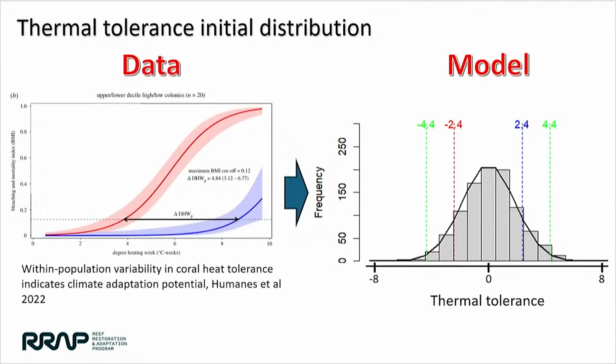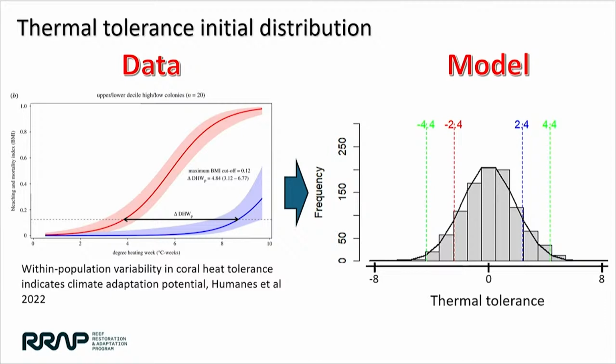What we used to actually get this distribution specifically is a paper that was published in 2022. And it looked at the bleaching mortality index for different degree heating weeks. And you can see here on the plot on the left-hand side, we have in red the least thermally tolerant coral, and then in blue we have the most thermally tolerant coral that they had in their experiment. And you can see the difference here is that delta degree heating weeks, which is that span between the lowest and the highest thermally tolerant. And that was about 4.8. If you look at that and then back to the distribution, in red, that negative 2.4, in blue, that positive 2.4, that's your 90th percentile, and it directly relates to that data.